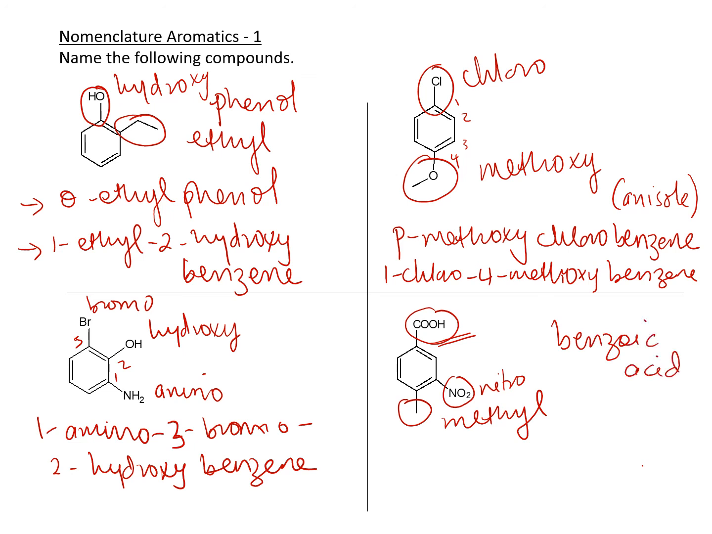Okay, so now we can go ahead and number according to that. So 1 2 3 4, we still try to keep the lower numbers possible, and so 4-methyl, 3-nitrobenzoic acid. So it just means that our numbering is actually starting from the benzoic acid. Okay, so pretty straightforward. So again, if you remember the base names, that's good. Otherwise, you can just go by numbers also.